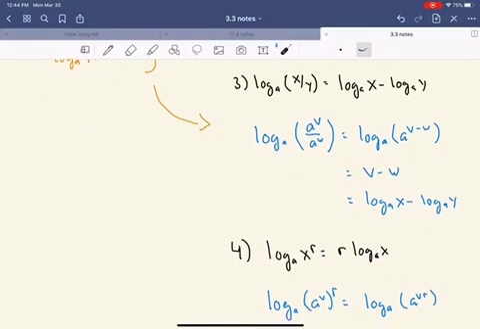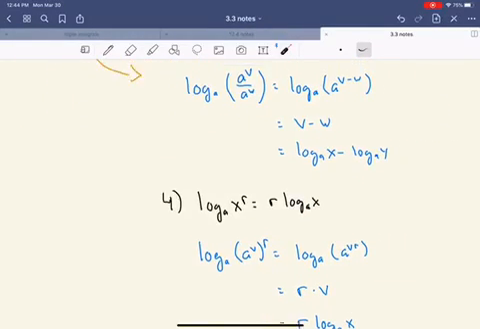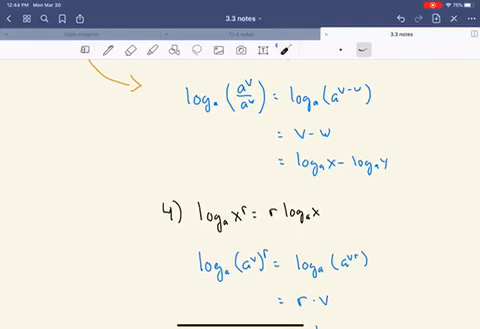All right, one more rule. The exponent rule, or say a power rule. It's a power type rule. Log base a of x to the r equals r log base a of x. So remember again, we had assumed that x equals a to the v, which is equivalent to saying log base a of x equals v.